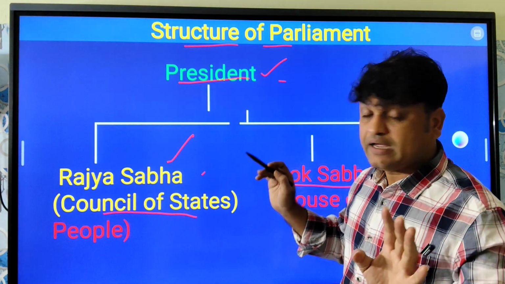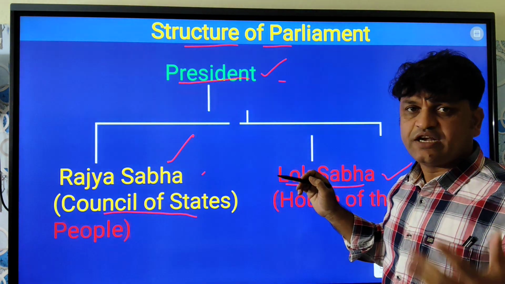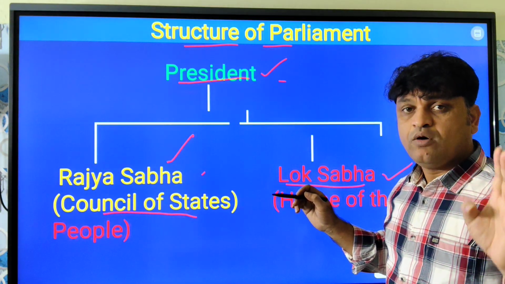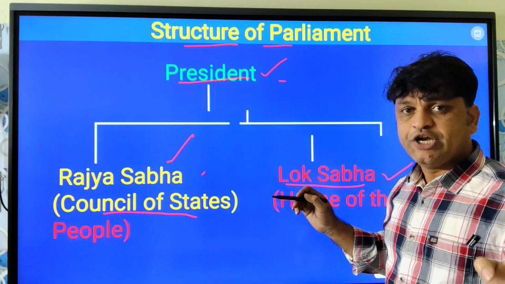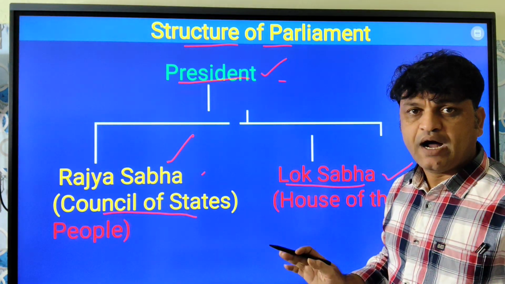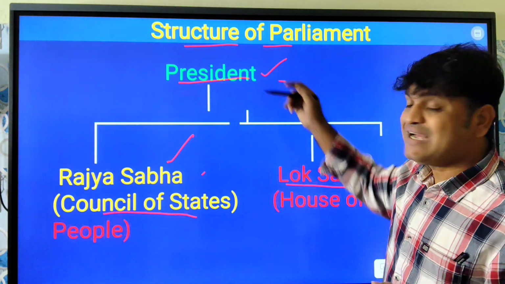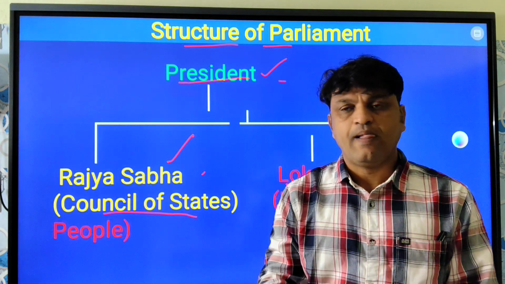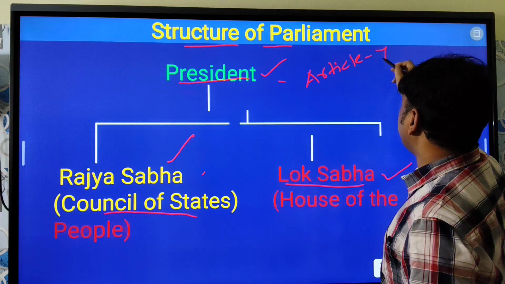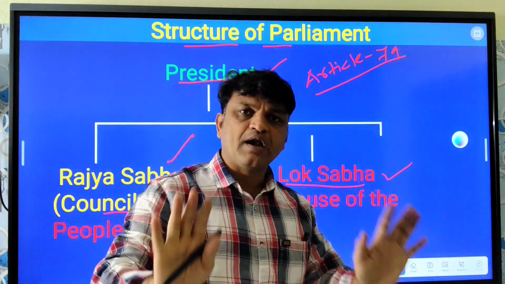For your knowledge, we have so many articles in the Indian Constitution. When the Constitution came into force in 1950, we had 22 parts, 8 schedules and 395 articles. But as of today, we have 24 parts, 12 schedules and more than 495 articles. Which article says there should be a parliament in India? It is Article 79. Article 79 of the Indian Constitution says that there should be a parliament in India.